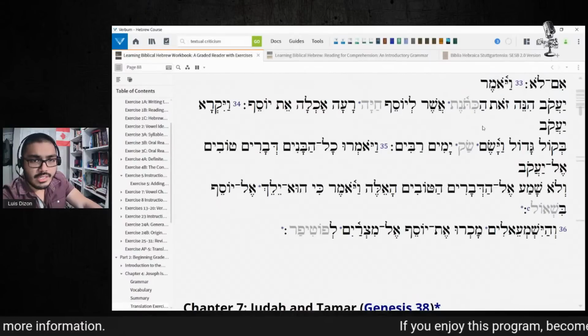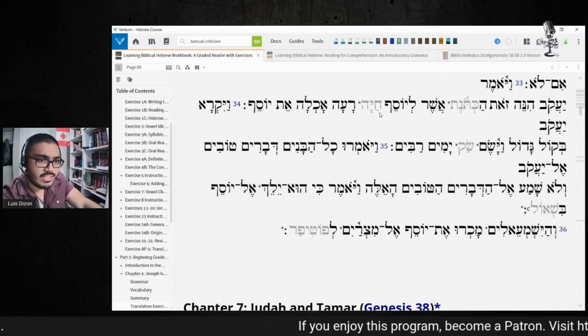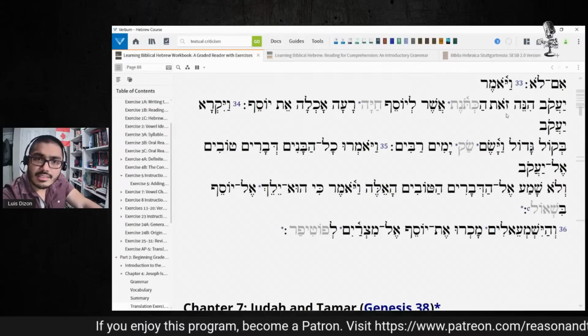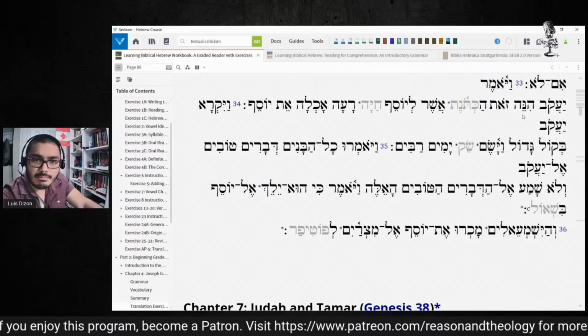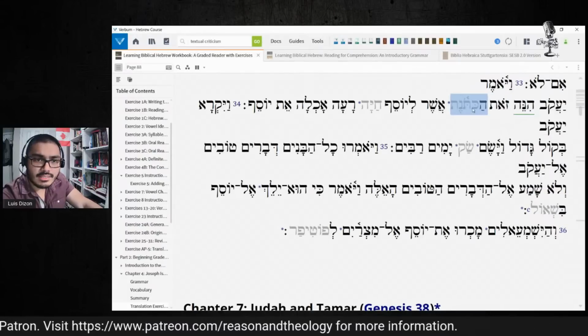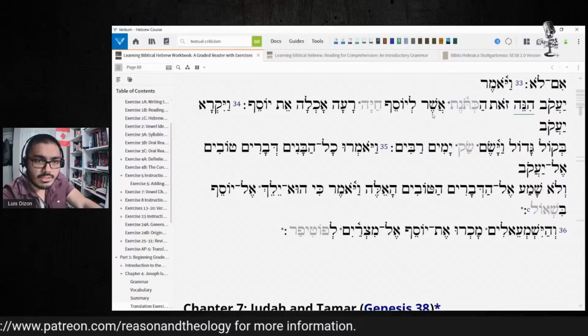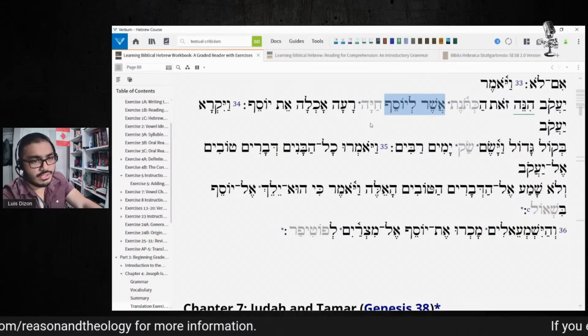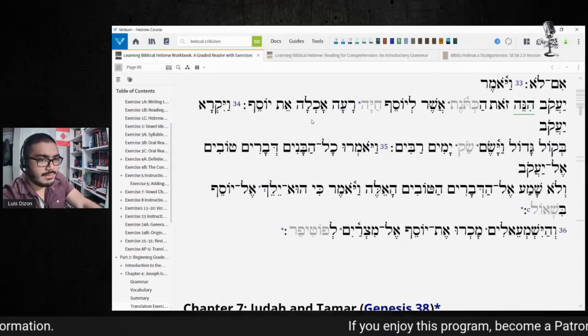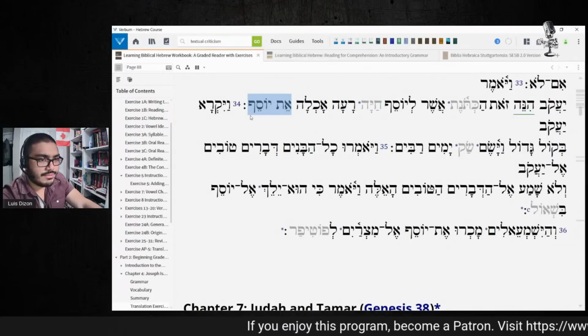Vayomer Yaakov, hine zot hakatonet asher leYosef, chaya ra'a achla et Yosef. And Jacob said, behold, this is the coat which is Joseph's. A bad animal or a bad beast ate Joseph.